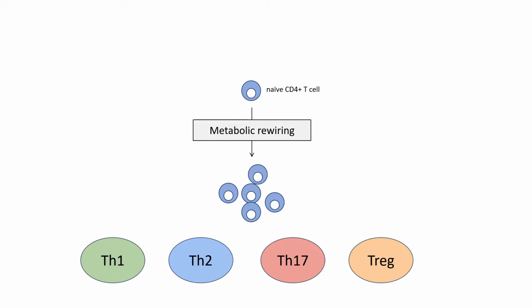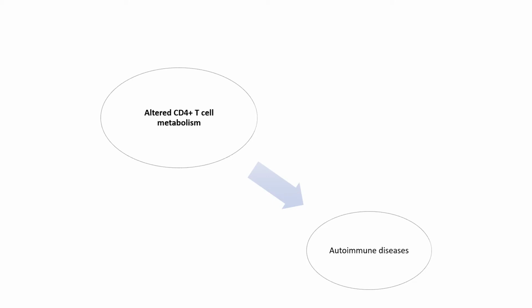Metabolism of CD4 plus T cells shapes different CD4 T cell responses. During an immune response, CD4 T cells are activated and proliferate. If we compare the metabolic pathways of naive, Th1, Th2, Th17, and T regulatory cells, they differ significantly. The dysregulation in their metabolism may cause impaired and hyperactive immunity, and that is linked with several immune-related disorders.